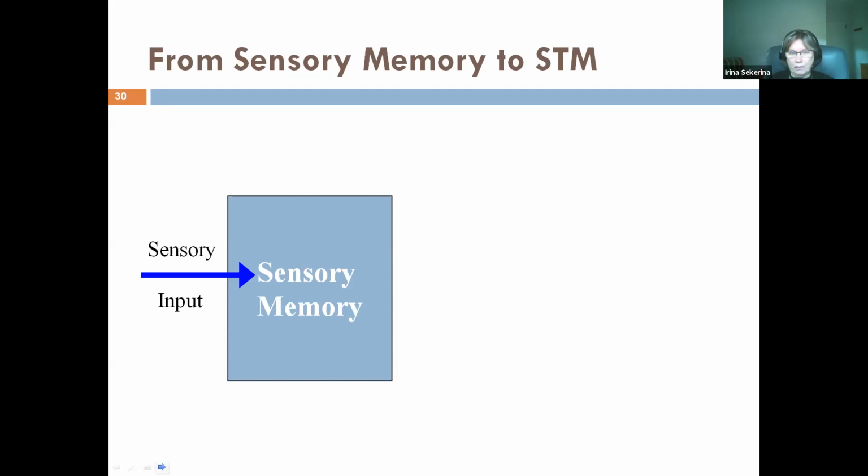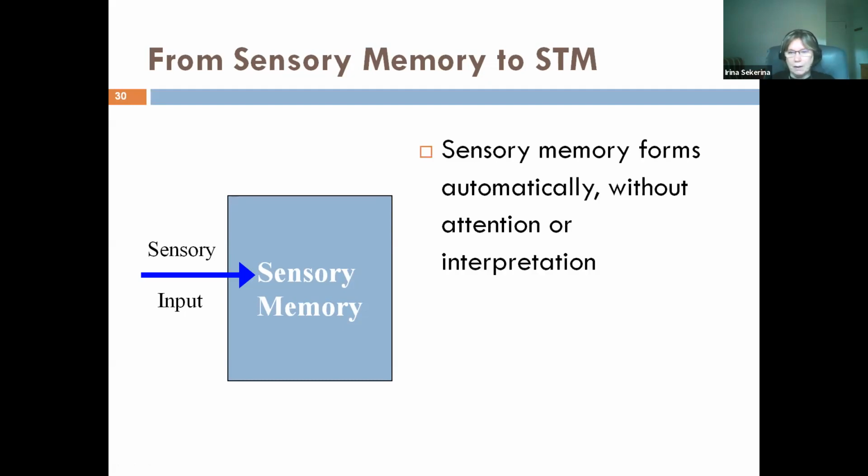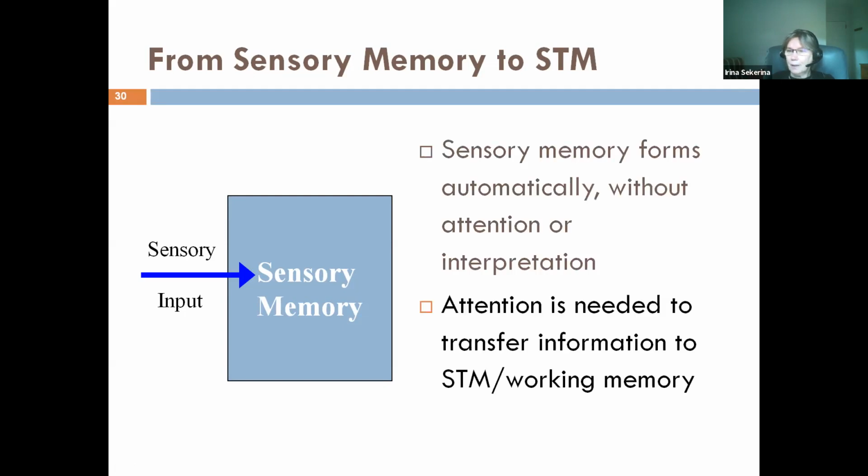And now we can move on from the first component, the sensory memory, to the second component, which is our short-term memory. And you remember that what's in between is attention. And attention is the one that helps us filter out unnecessary information and move the necessary information to the short-term memory, where we will actively engage with it before, if we need to, pushing it into the long-term memory.